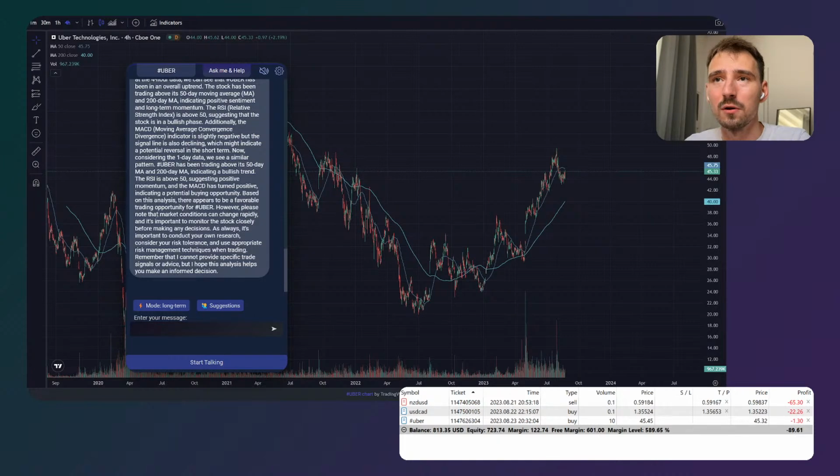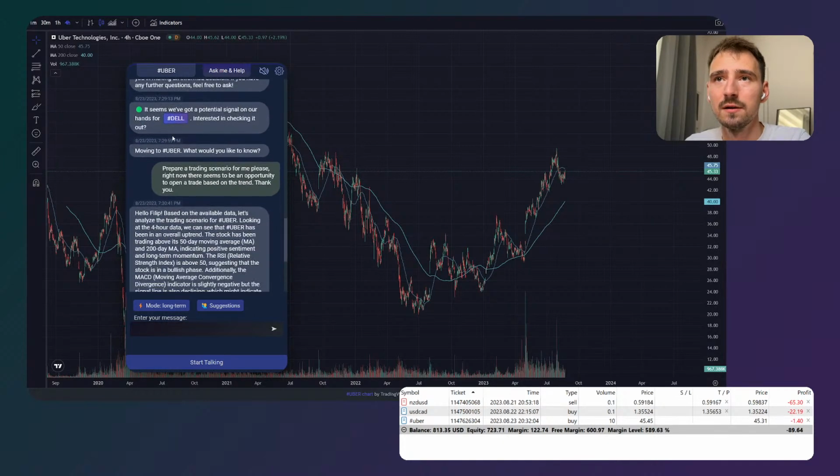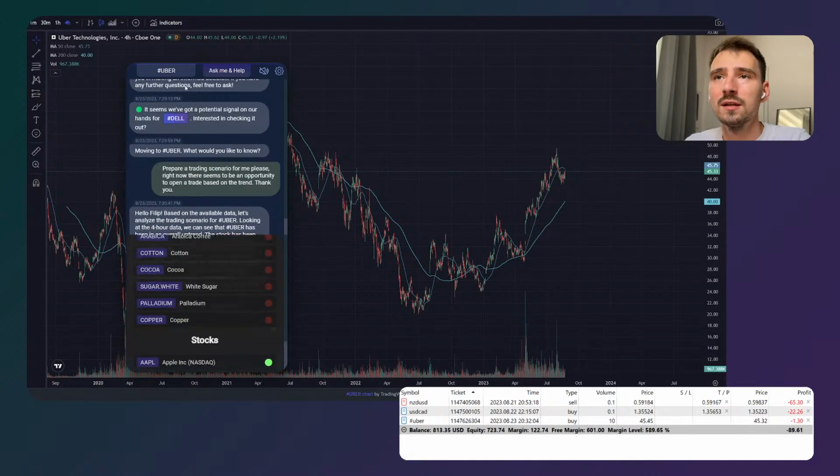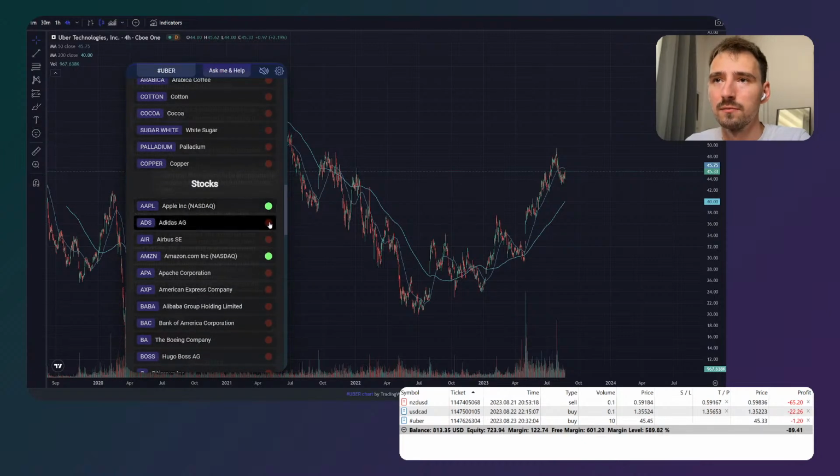So we've got Uber solved. Let's go. Do we have any other signals? We have one for Dell. Also, you can tap here on the green button or red button. By default it's red, but if you tap on it, it goes green. And when it's green, it shows whenever there is a signal.